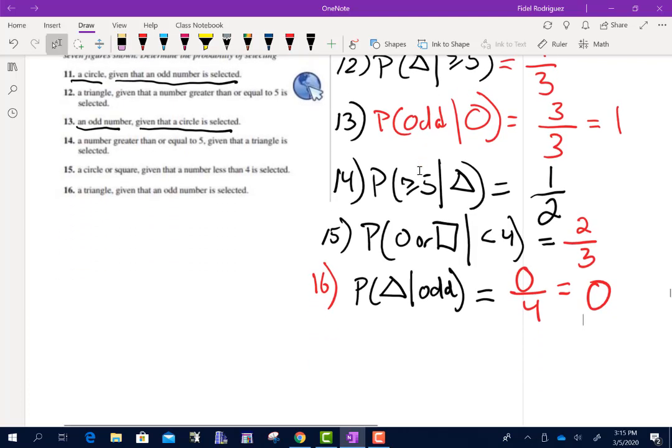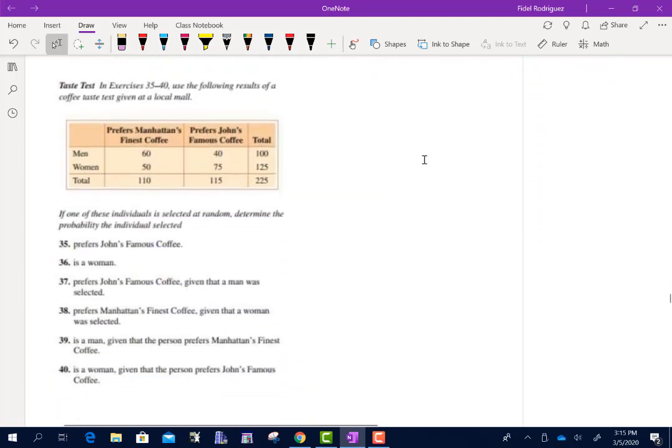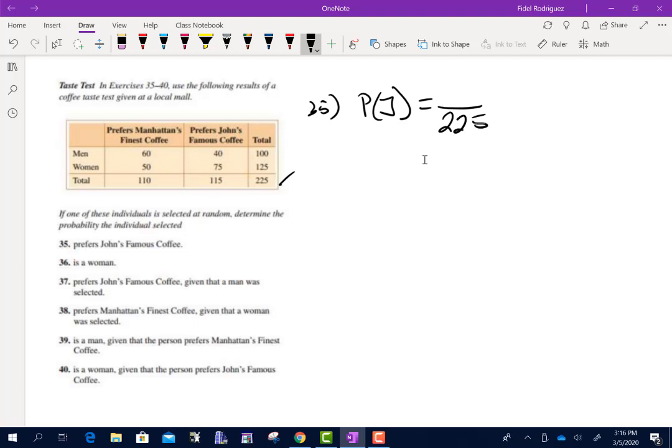Good. Let me keep moving along here. And let's see what we have. Taste test. It says in exercises 35 through 40, use the results of a coffee test given at a local mall. Okay, so it looks like we have a total of 225. Okay, so let's try number 35. Number 35 says they prefer John's Famous Coffee. Okay, so out of the 225 people that were surveyed, how many of them prefer John's? 115. Okay, so I bet we can divide them at least both by 5.